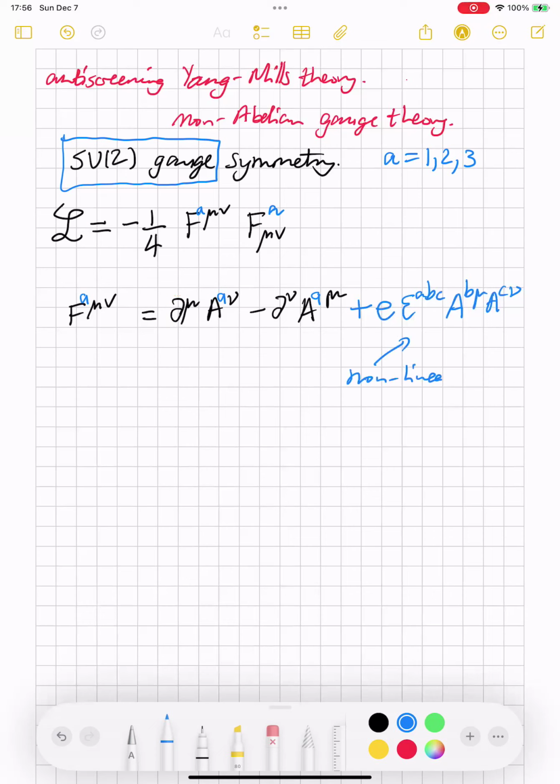And inside the action, inside the Lagrangian density, we've got the field strength squared. So from this nonlinear piece, you see the field strength has a piece linear in A and a piece quadratic in A. So once we square F, we're going to have quadratic in A terms, we'll have cubic in A terms, and we'll have quartic in A terms. So now we're studying a nonlinear theory. This is going to change a lot of the properties as compared to electrodynamics.